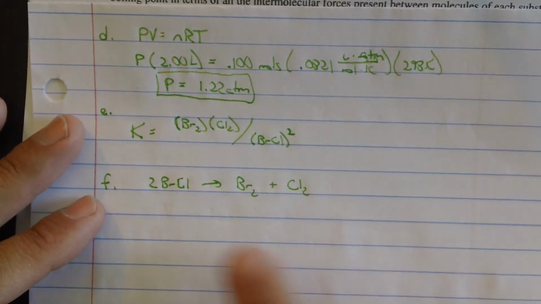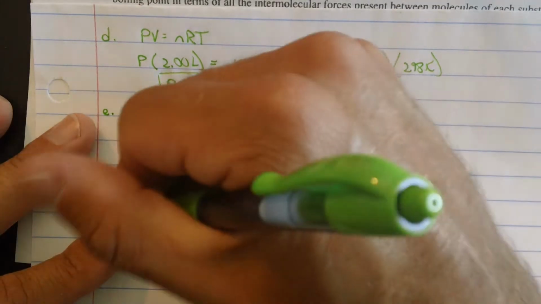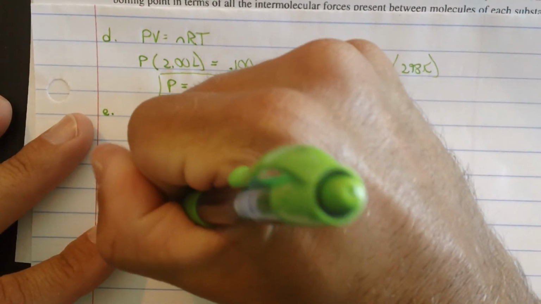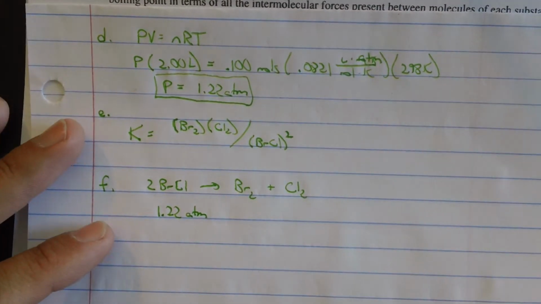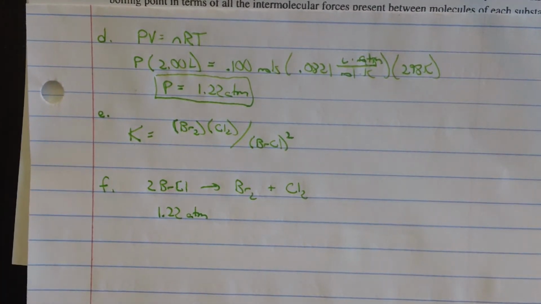I'm going to do them in pressures. Our initial pressure we just found, 1.22 atmospheres. I'm going to label that one with a unit so I remember that that's pressures and not concentrations. Could you turn them all into concentrations?